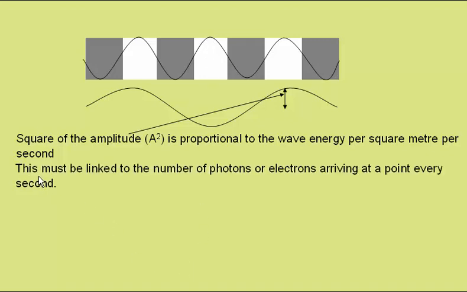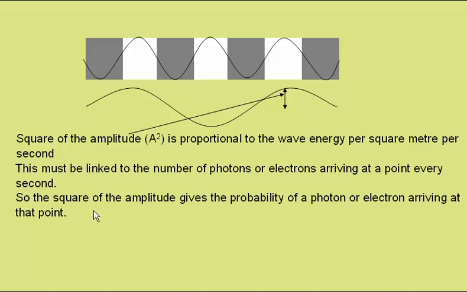This squared amplitude must be linked to the number of photons or electrons arriving at a point every second, or the power at that point. So the square of the amplitude gives the probability of a photon or electron arriving at that point. Here we have a large amplitude squared and a high probability, a bright region, zero amplitude squared, leading to zero probability, a dark region.